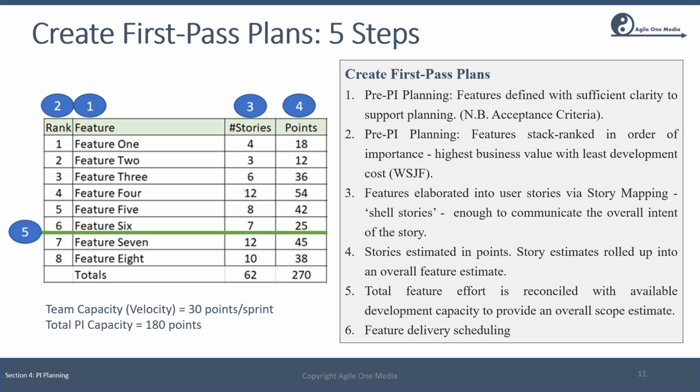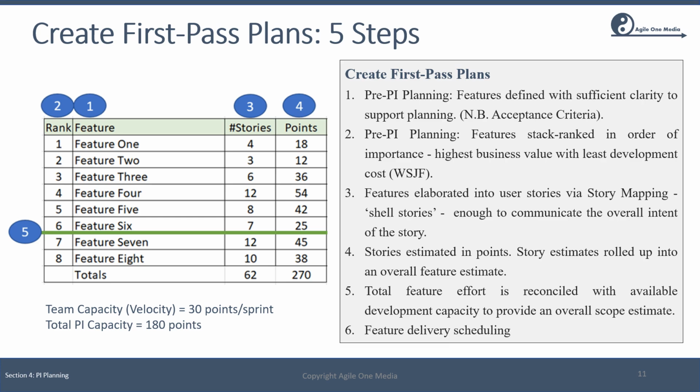That is, features have been refined and ranked because we will not have the time to do this during PI planning. And in particular, features should have acceptance criteria defined. This is crucial to help define needed functionality and hence to identify user stories for the feature.